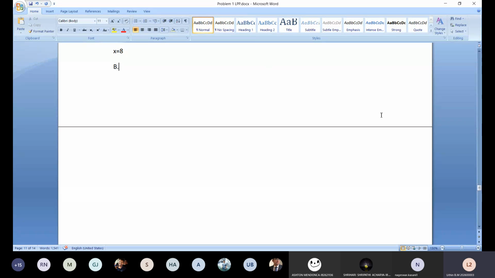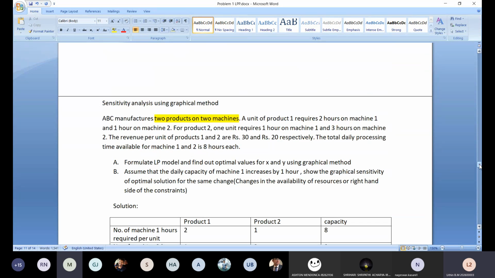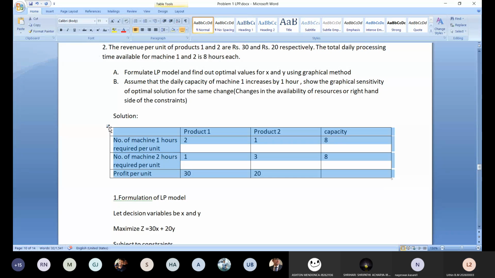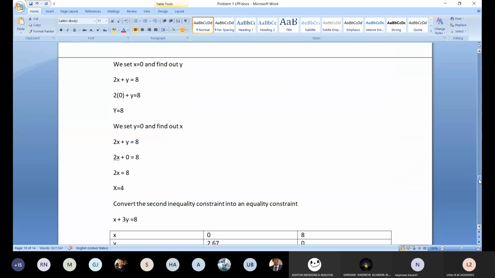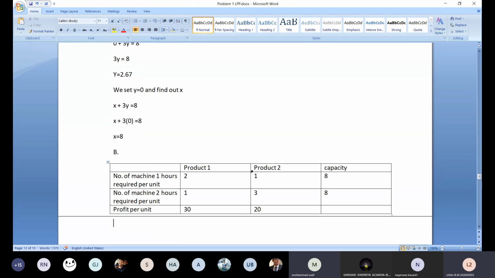Let me copy down the same table, because only one change I have to make here. That is, instead of 8, I should write 9. So here instead of 8, I'm writing 9 because the capacity is being increased.